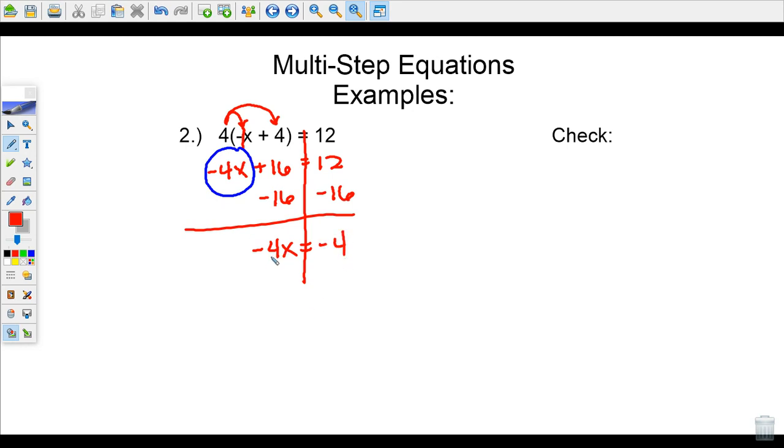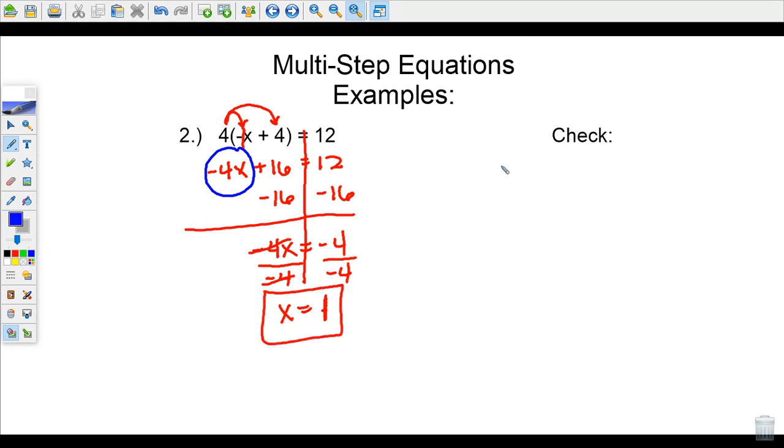And now I have to get rid of the negative 4. Right now it's negative 4 times x. This is multiplication. So the inverse of that is division. X is being multiplied by negative 4, so the inverse would be to divide by negative 4. And I have to do that to both sides. The negative 4's cancel and just leave x. Negative 4 divided by negative 4 is 1. Positive because it's negative divided by negative. There's my solution, x equals 1.